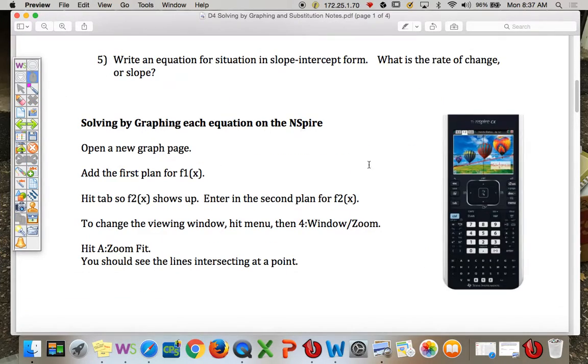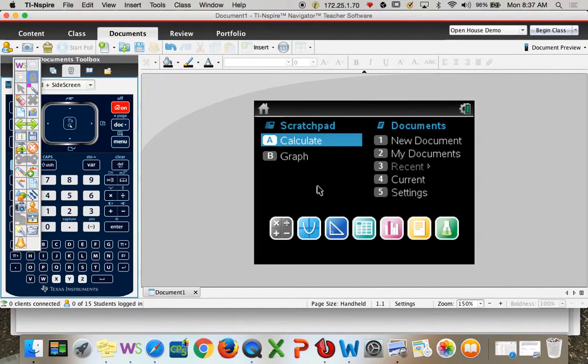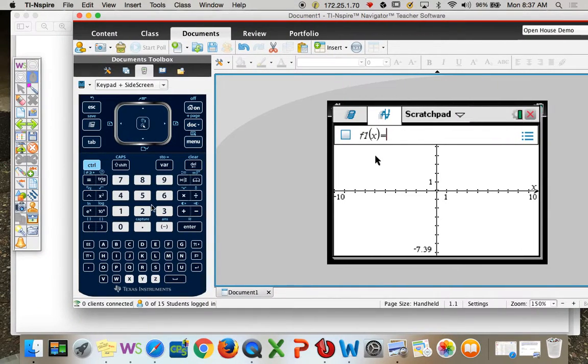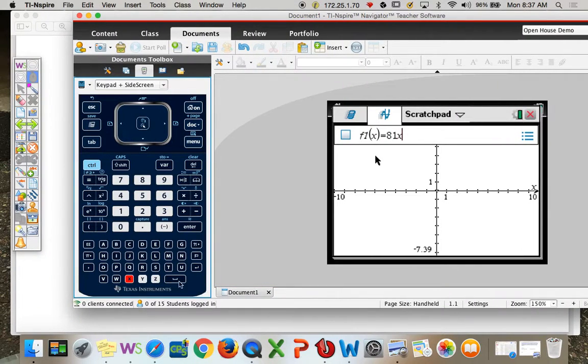But let's do this by graphing. So on the TI Inspire, we can open a new graph page, and we can graph these guys and see what it looks like. So for the first one, what was it? 81x. I'm going to hit enter, and we're not going to see it very well because it only goes to 739. So we will adjust the window. If we hit tab, we can type in another equation.